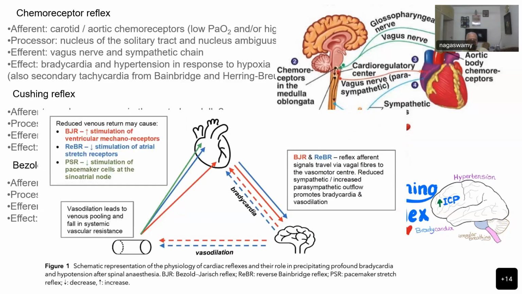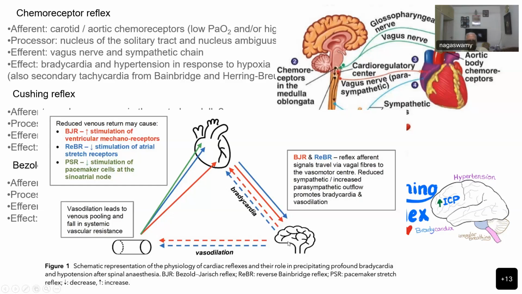So this picture shows reduced venous return may cause this reflex to get activated, stimulates the ventricular mechanoreceptors, and this reverse Bainbridge reflex comes in, causing decreased stimulation of atrial stretch receptors. Then there is a pacemaker stretch reflex which is happening. So there is always an association between Bezold-Jarisch reflex and reverse Bainbridge reflex. Afferent signals travel via vagal fibers and the vasomotor center, reduce the sympathetic and increase parasympathetic outflow, promoting bradycardia and vasodilatation.